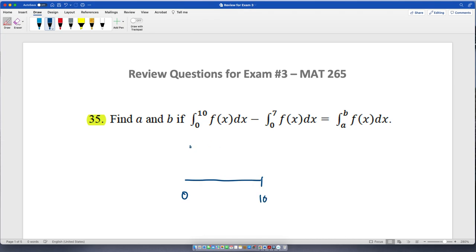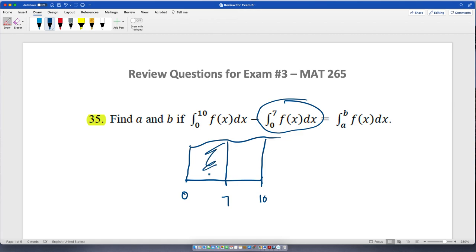And there's some sort of function. It's the area under this curve, right? So going from 0 to 10. What is the second function here? It's the area of the same curve going from 0 to 7. So if we take this area and subtract it from the 0 to 10, what's left? 7 to 10. So that's kind of how you do it.